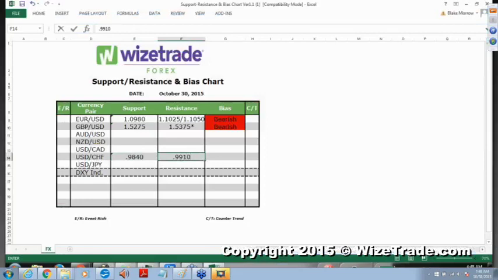99.10 is resistance, and if we break 99.10, then we can release the Kraken. Okay, so there's the Swissie. Let's go take a look at the dollar yen.